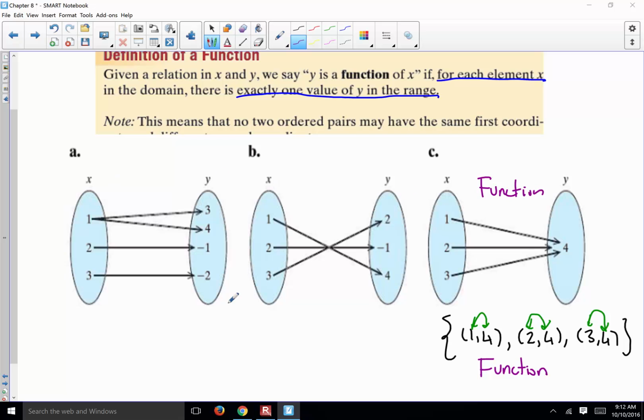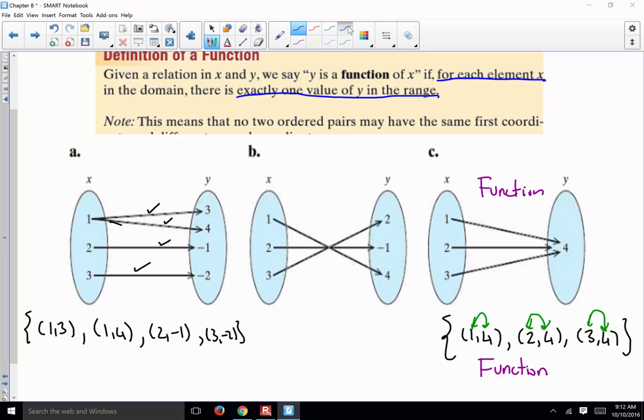Now switch to this side, please. Now you will see clearly what's going wrong. 1 is going to 3 first. I'm writing this. 1 is going to 3. And then the same 1, but with another arrow going to 4. 2 is going to -1. And 3 is going to -2. So this is your relation in part A.